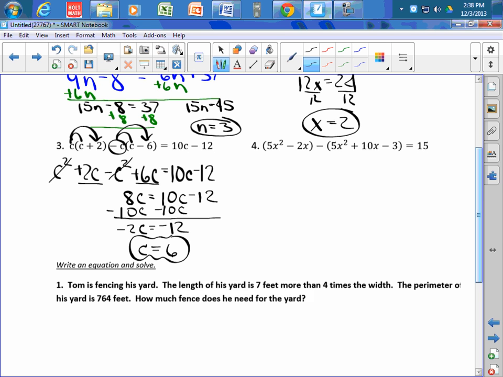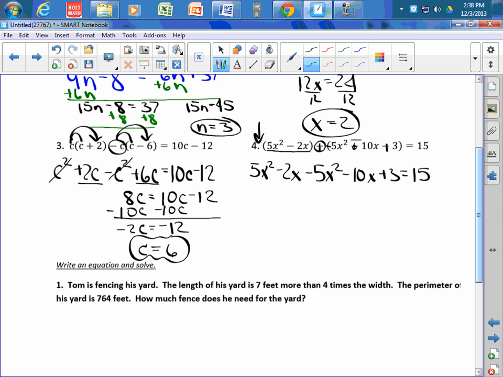In number 4, there's nothing here that's going to change what's inside the parentheses here. So we get 5x squared minus 2x. But here there is a negative sign that changes everything inside the second parentheses. So instead of a positive 5x squared, I have a negative 5x squared. Instead of a plus 10x, I have a minus 10x. Instead of a minus 3, I have a plus 3.